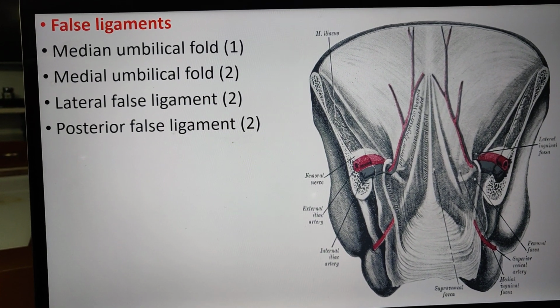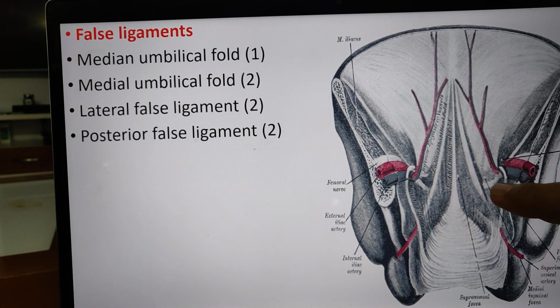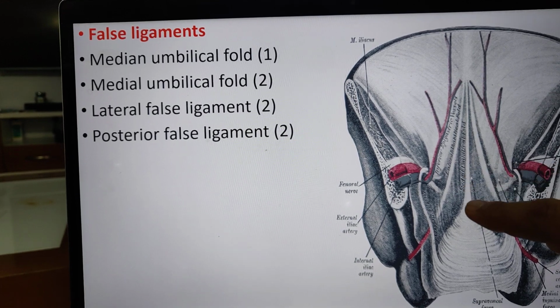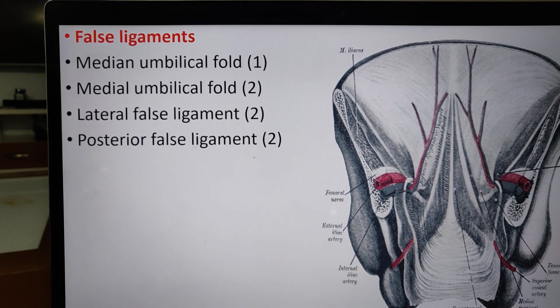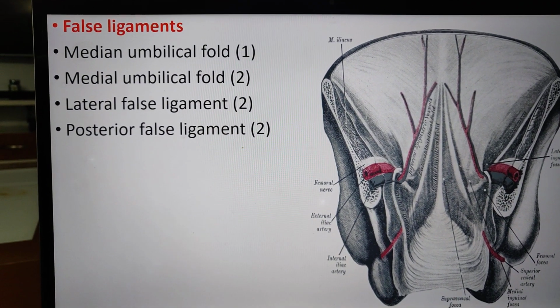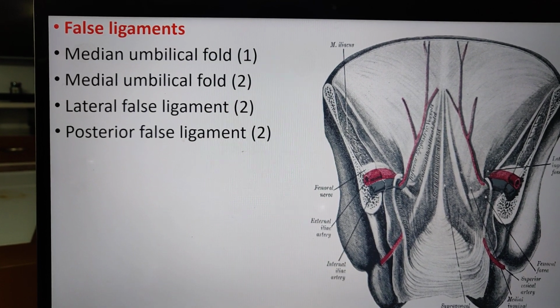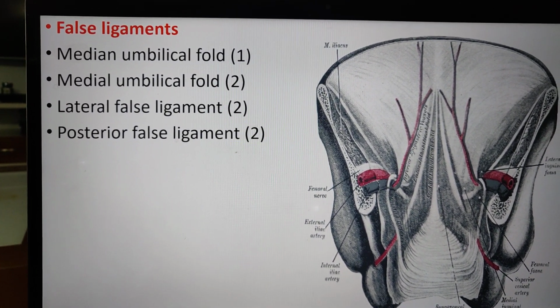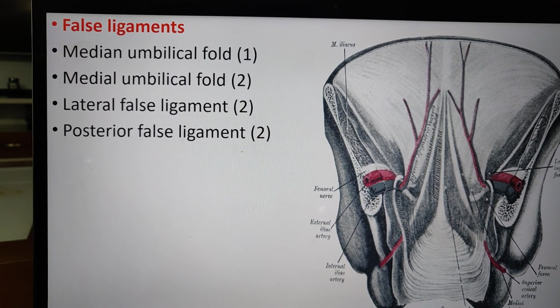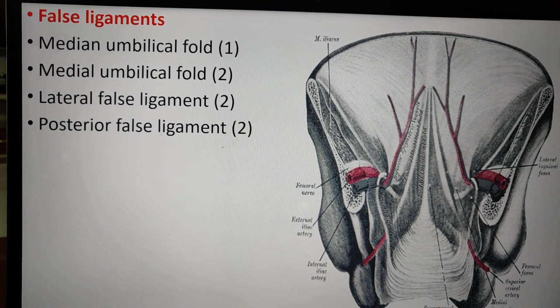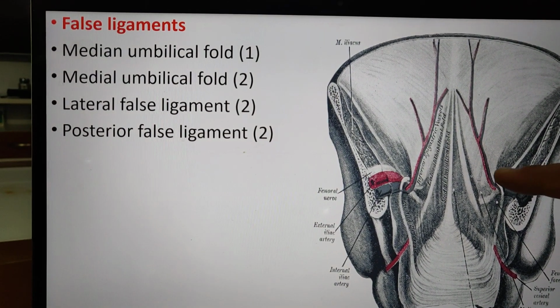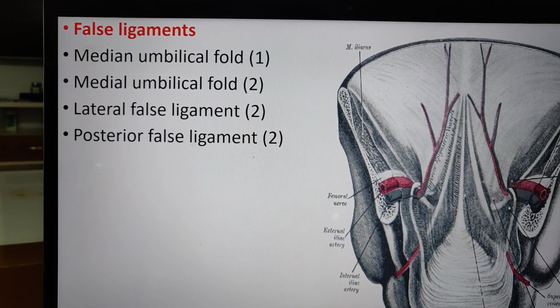Here you can see this is the midline. It is the covering of the median umbilical fold, which covers the median umbilical ligament. The median umbilical ligament is a remnant of the urachus. These are the 2 medial umbilical ligaments.